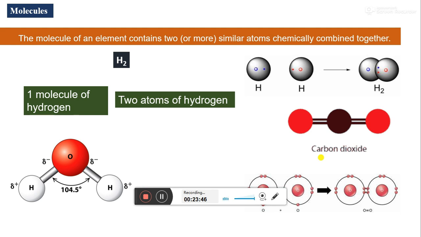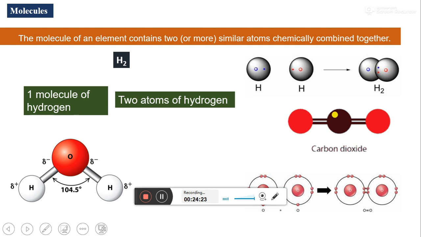Here I have shown the diagram of the hydrogen molecule, where one hydrogen atom combines with another hydrogen atom. They are similar, or you can say the same. They combine together and form H2. Now I have shown carbon dioxide also. Carbon dioxide is CO2, with carbon in the middle and oxygen at the terminals. The red circle shows oxygen and the black circle shows carbon.